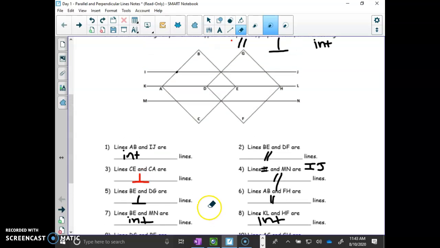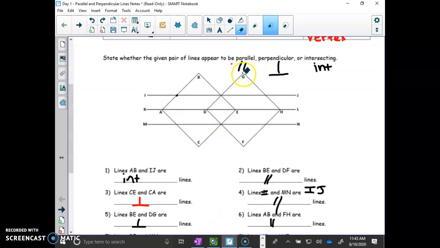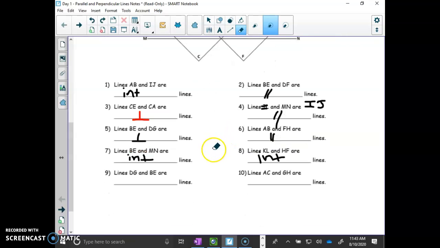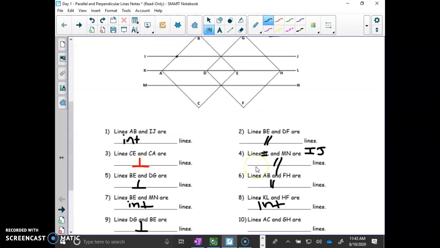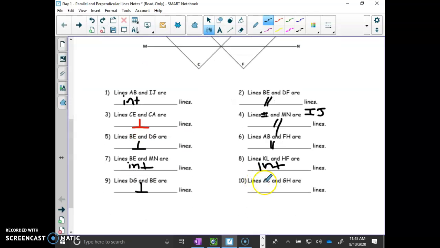DG and BE. DG, BE, they appear to me to look like they intersect at a right angle. So we're going to say perpendicular. If I'm you, I would practice writing that word perpendicular. That way you don't mess it up when you need to write it. About lines AC and GH. They look to be parallel to me. Okay?